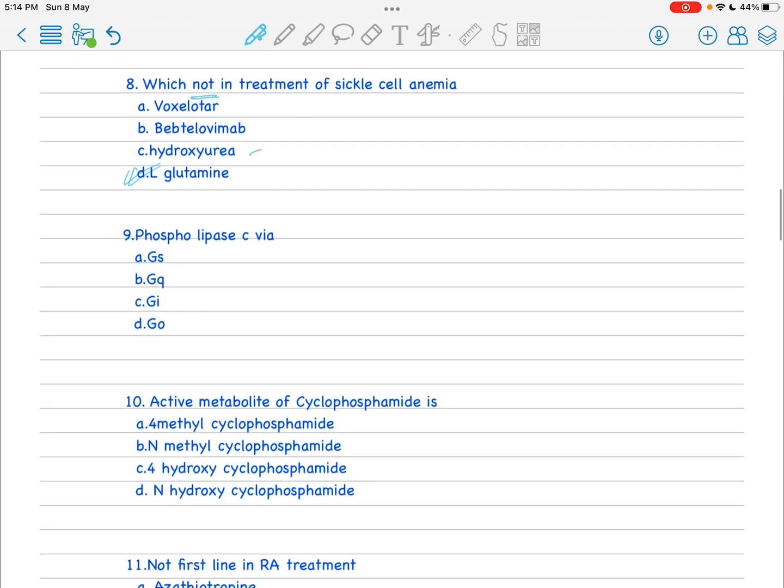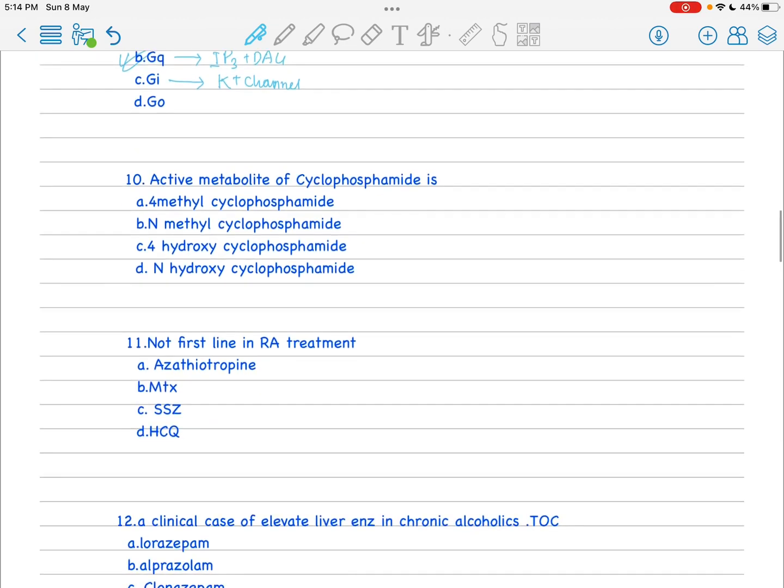This is one of the favorite questions: phospholipase C acts via simply Gq. You know Gs is via the cAMP pathway, and Gi is opening the potassium channels, while Gq is via phospholipase C leading to IP3 and DAG. Next is the active metabolite of cyclophosphamide, you have to remember this, and the answer is 4-hydroxycyclophosphamide.